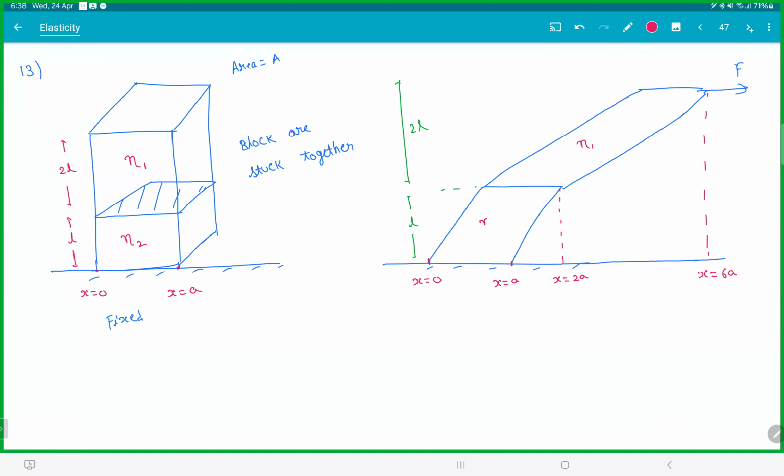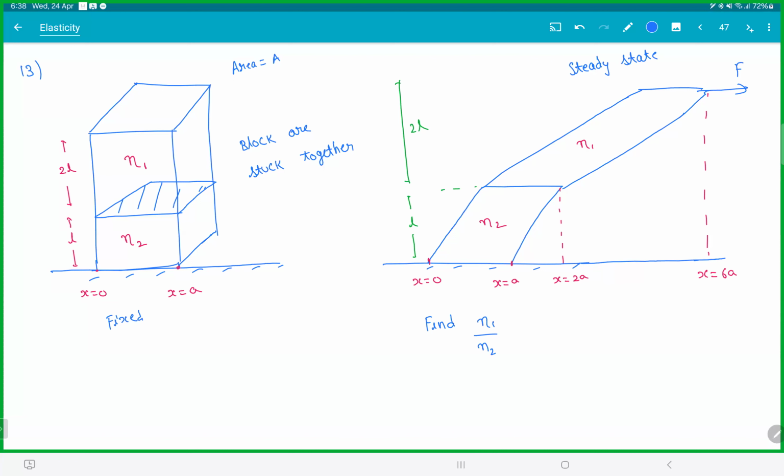This is eta 1 and this is eta 2. So when force is applied, this is steady state. Eventually the system will reach a steady state. Basically, when you apply the force, this is going to stretch. Find eta 1 by eta 2.